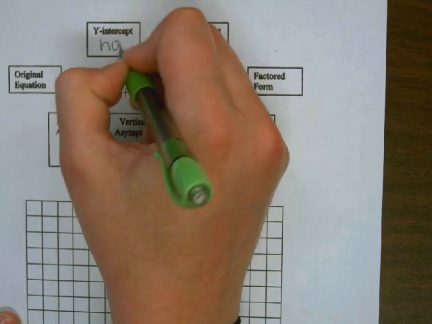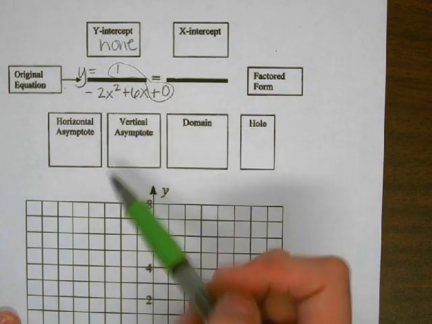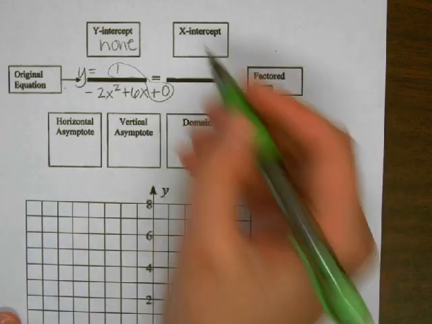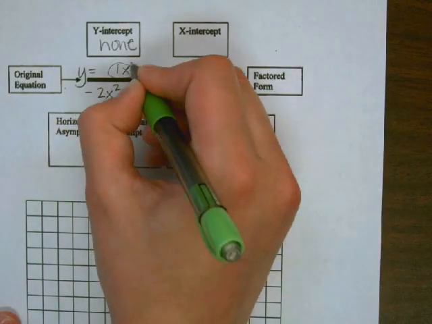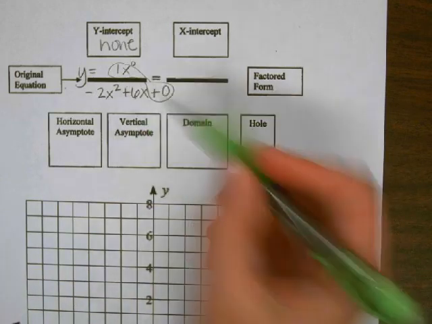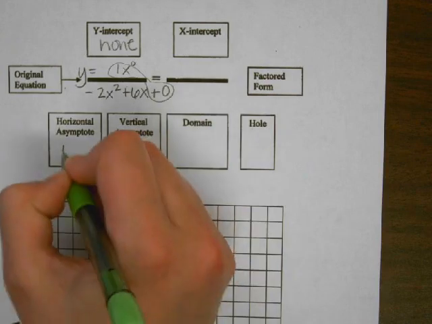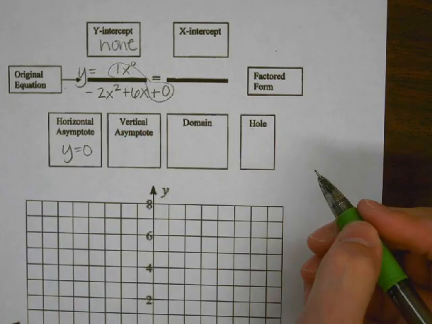So that's none. If I compare the degree in the top with the degree in the bottom, the degree in the top would actually have had an x to the 0. That's why it didn't even show up in the problem. So if I compare 0 with 2, then obviously the top is smaller. So I have a horizontal asymptote at 0.